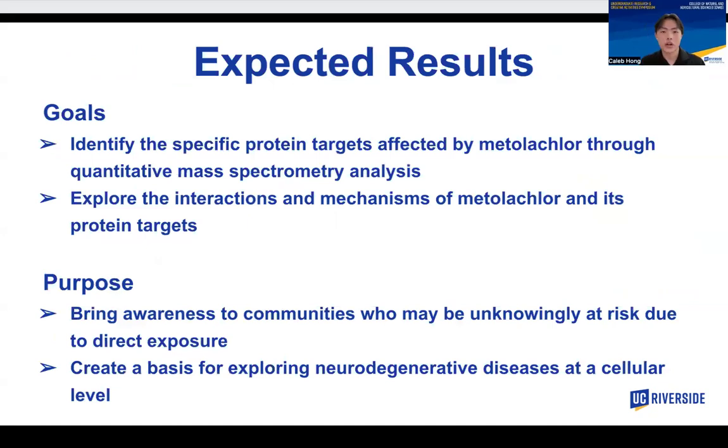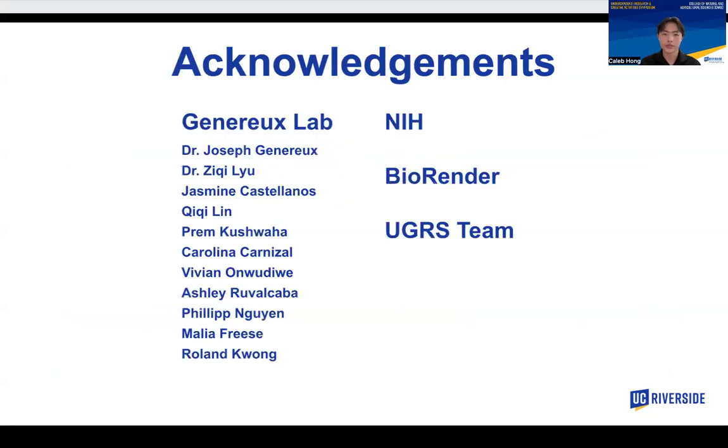So what does this mean for our overall experiment? Well, the goal is to identify the specific protein targets affected by metolachlor through quantitative mass spectrometry analysis. If successful, we can then begin to explore the interactions and mechanisms of metolachlor and the protein targets. The overall purpose of our experiment is to bring awareness to communities who may be unknowingly at risk due to direct exposure, as well as create a basis for exploring neurodegenerative diseases at a cellular level.